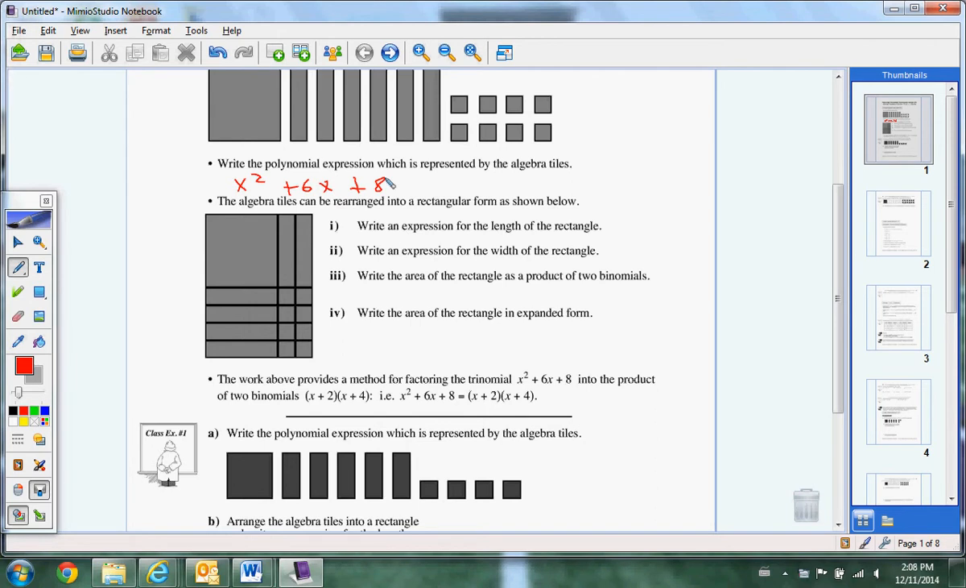Okay, then it says the algebra tiles can be arranged into a rectangular form as shown. So I can take 6 of my x's, 2 of my x's, my 8's right here, and then my x squared. It says write an expression of the length of the rectangle. So we'll say the length is this side. We'll say this is the width. So what does this side represent in terms of algebra tiles?